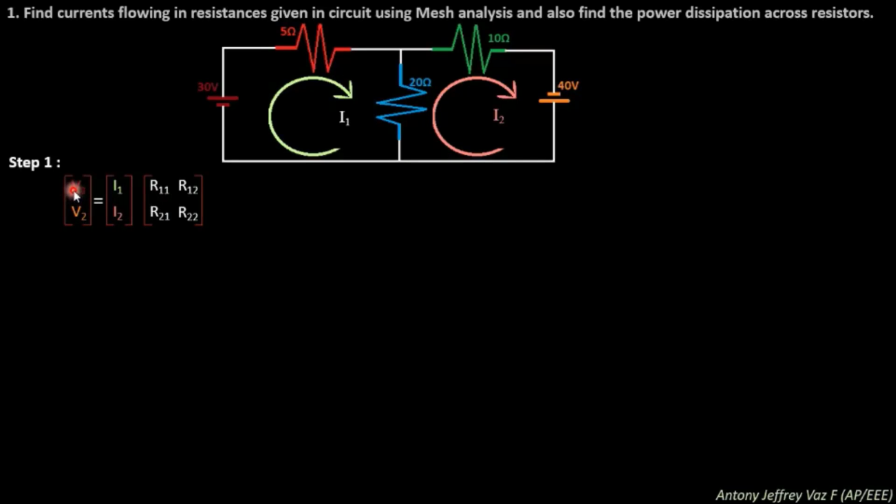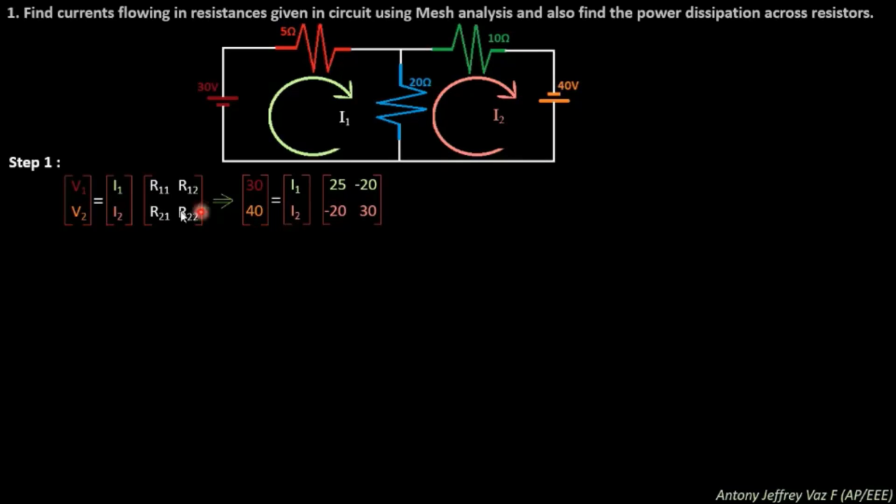We know what V1 is and we know what V2 is. Here this one is V1 and this one is V2. We know all the resistance values R11, R12, R21, and R22. All the values are given in the circuit itself. So first we need to substitute all the values in the matrices and then use Cramer's rule to solve the equation. That's all, very simple. I will explain how to substitute the values one by one.